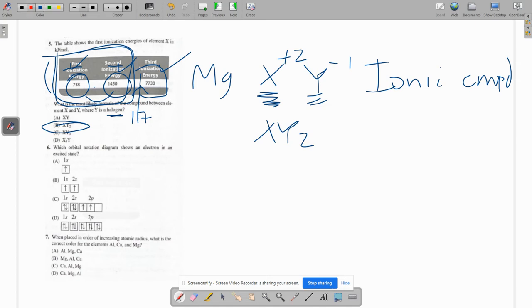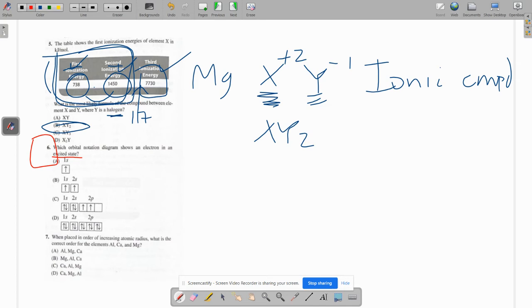Let's see, what's next? Number six. It says, which orbital notation diagram shows an electron in the excited state? So excited is the opposite of ground. Ground means you fill the orbitals, filling the lowest energy orbitals first, and then going to the next sublevel, and then going to the next sublevel. So an excited state is when an electron isn't in the ground state and basically gets excited to a higher energy sublevel. Okay.